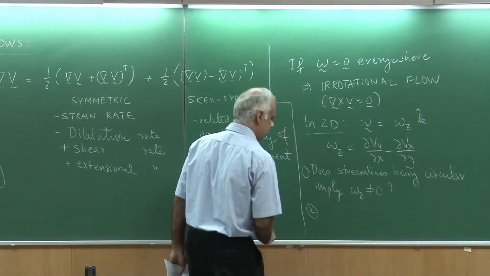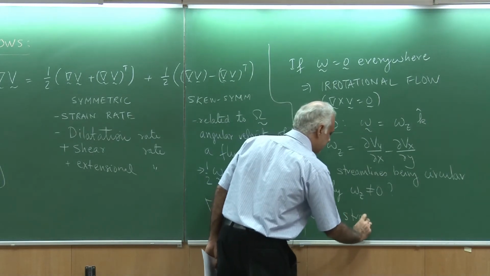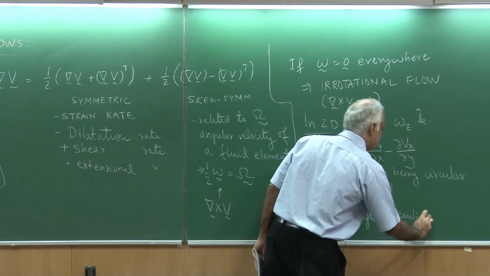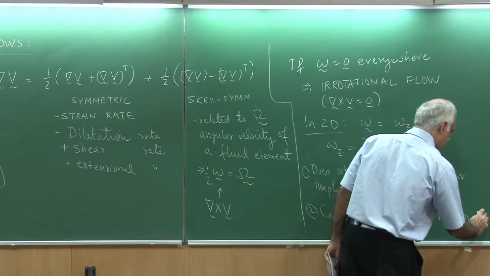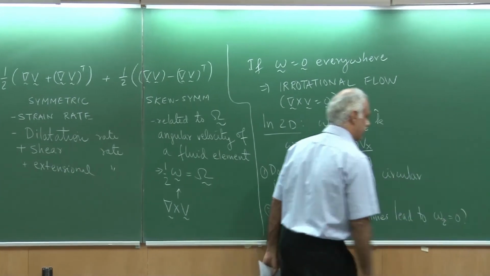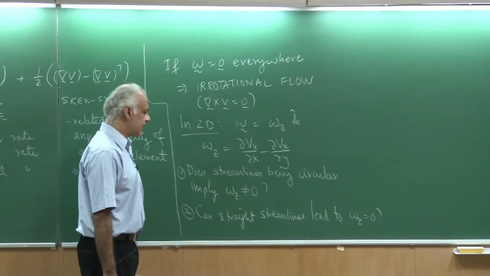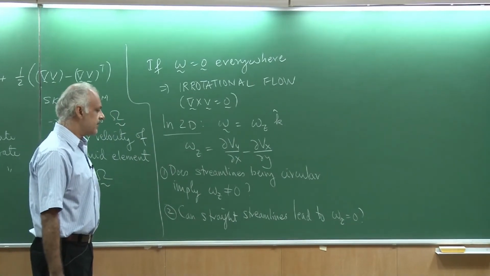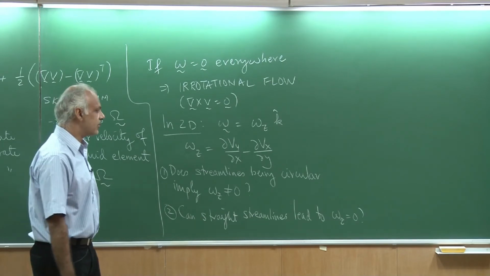And the second question that we want to ask is that can straight streamlines lead to omega z equal to 0, right. So, this would help us understand what is rotationality or irrotationality. So, let us first take example 1. Okay. So, I want to take circular streamlines and then try to argue under what conditions you would get a rotational versus irrotational flow.